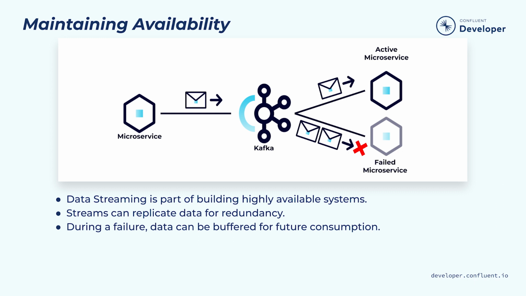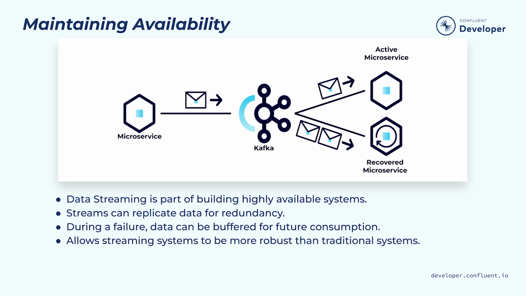Or if a downstream consumer of the data fails, it doesn't mean that the data stops flowing. We can continue to collect data and push it into a streaming platform such as Kafka. When the downstream consumer recovers, it can pick up where it left off. This won't prevent the outage, but it can help to mitigate the impact. So simply by using data streaming solutions, we've already started to tackle the availability problem.